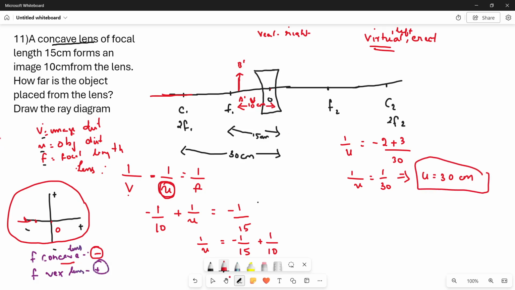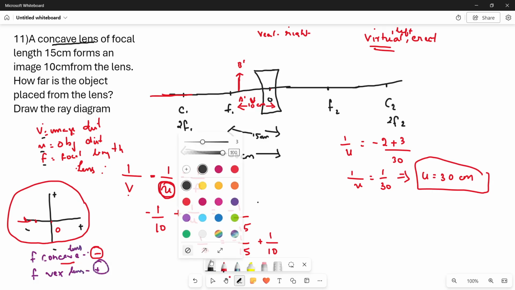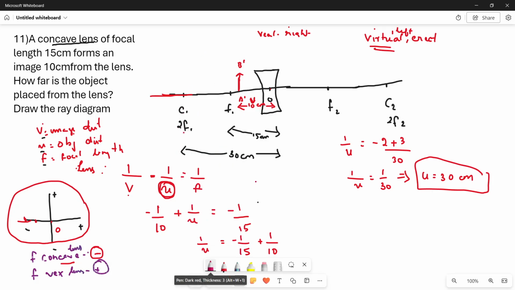So where is my object going to get placed? 30 centimeters from the focal point. So this is 25. To F1 is 30 centimeters, or my radius of curvature is at 30 centimeters. So my object is also going to be placed exactly at the center of curvature.